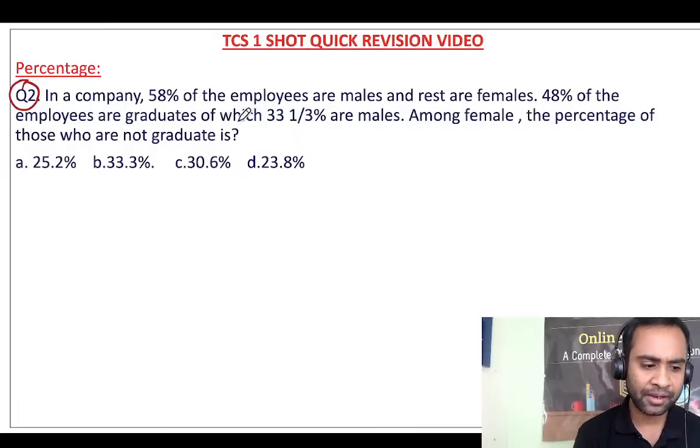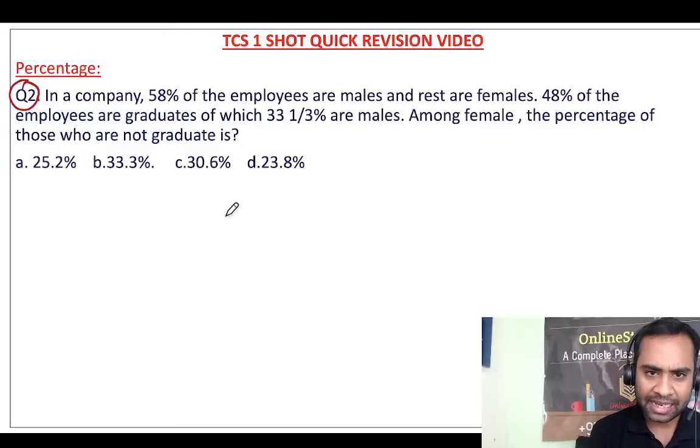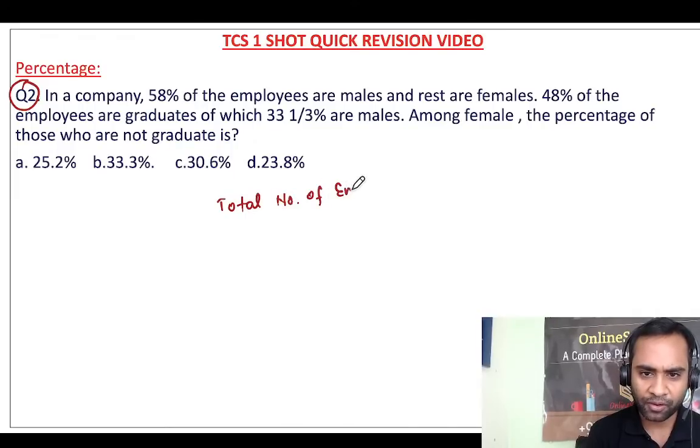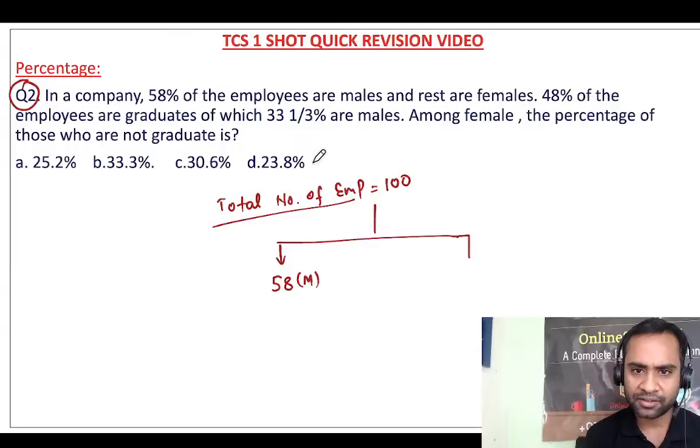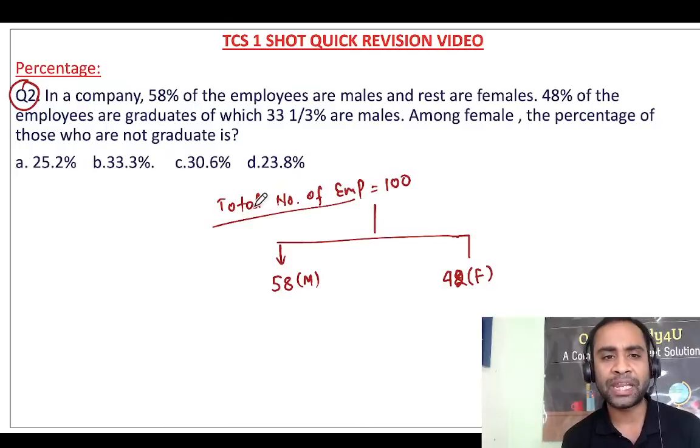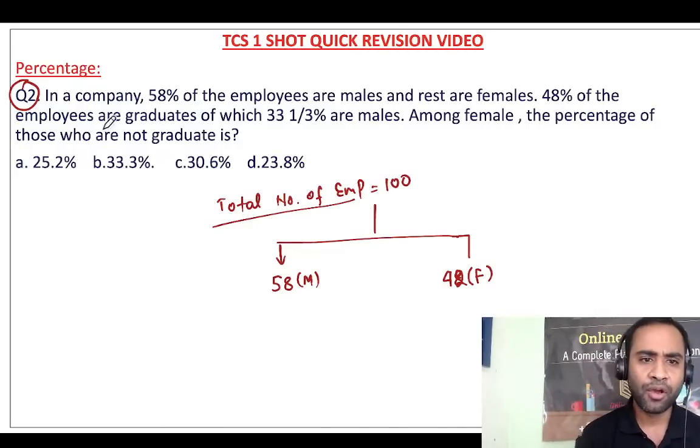Okay, so in a company, 58% of the employees are males and the rest are females. I will assume the total number of employees is 100. Out of that, 58% are male, that means 58 male. So the remaining 42 will be female, right? In a company, 58% of the employees are males and the rest are female, so 42 will be female.